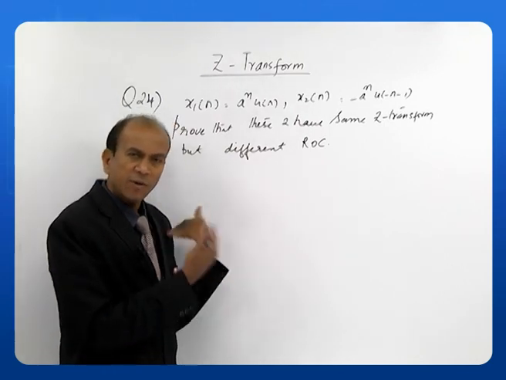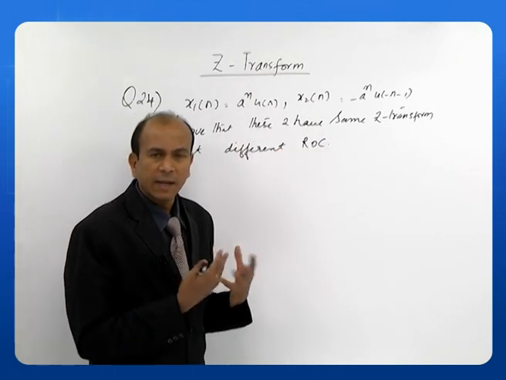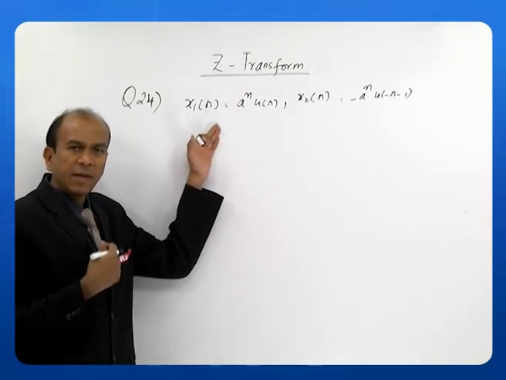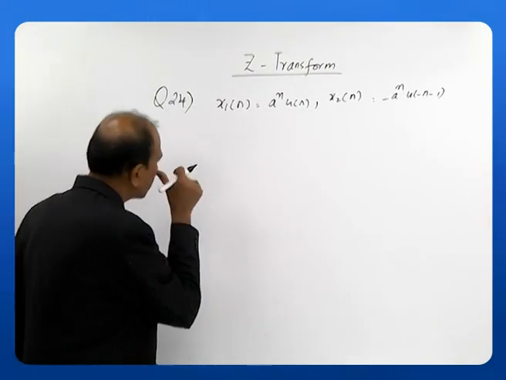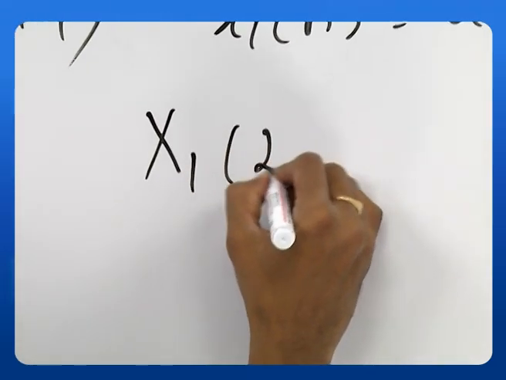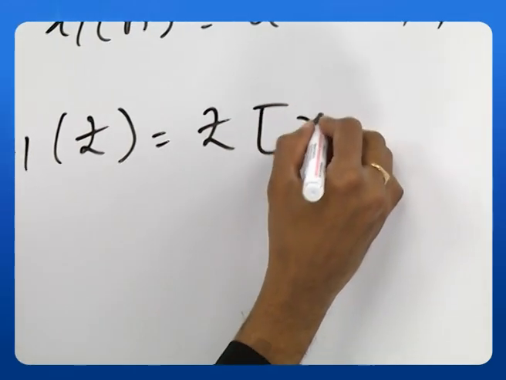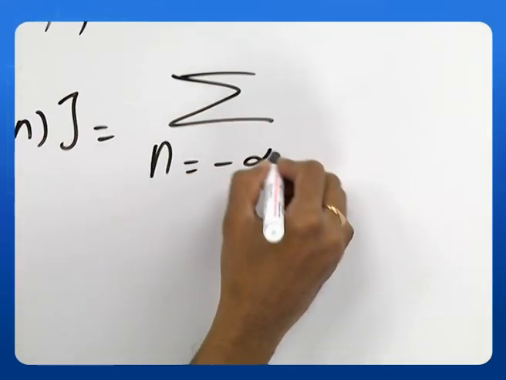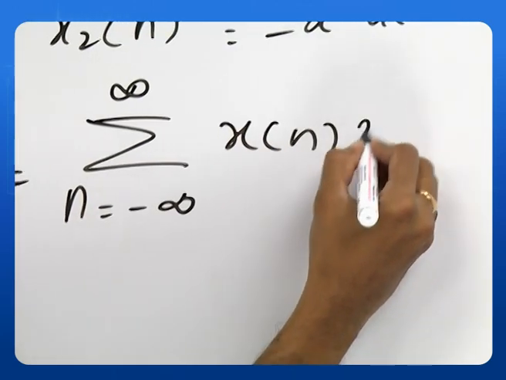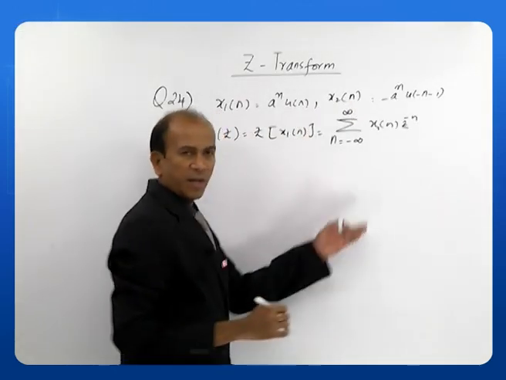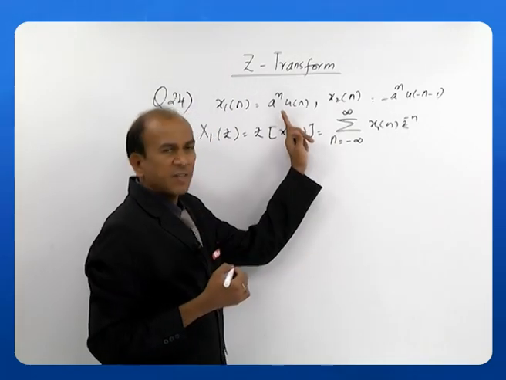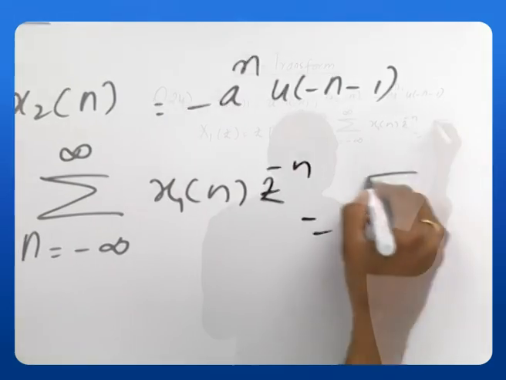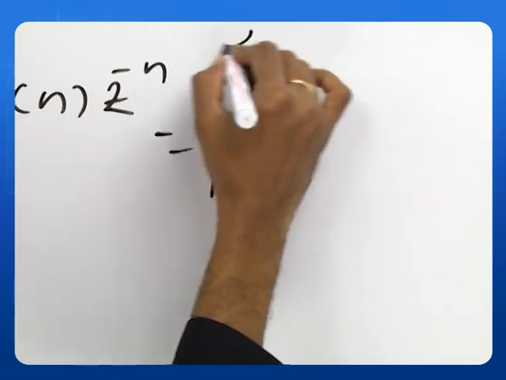So, now to prove that, let us find out first x1 of z, x2 of z, and see what exactly the Z transforms are. Are they the same? Then we will see what the different ROCs are for them. Okay, let x1 of n have a Z transform x1 of z. So, how do I get x1 of z? x1 of z is nothing but the Z transform of x1 of n. That is equal to summation minus infinity to plus infinity x of n z to the power of minus n, or x1 of n here as you say. But in our case, the function is existing only on the right hand side, so it will be from 0. So, I can write down the summation as n is equal to 0 to infinity.